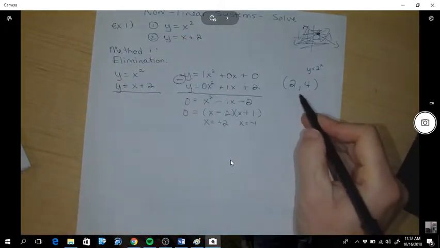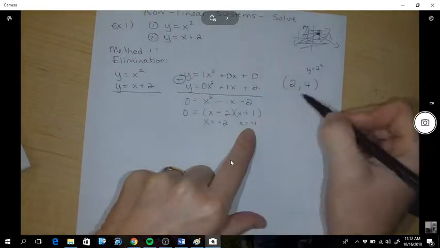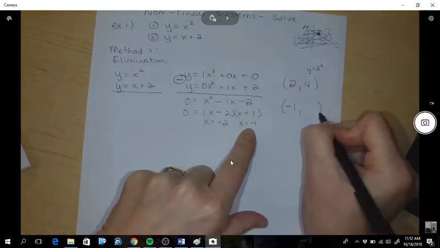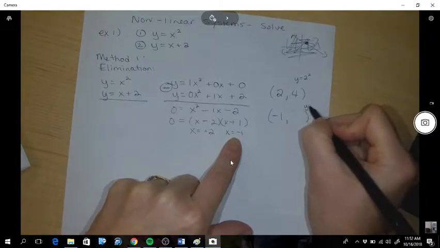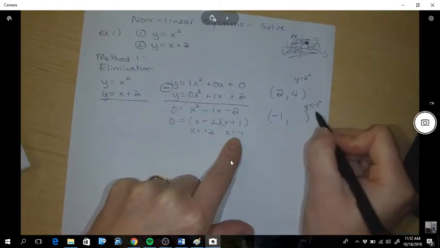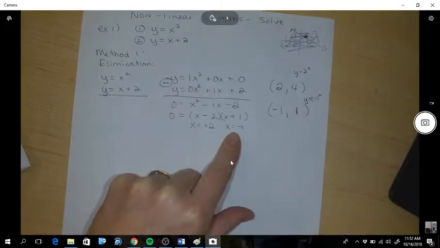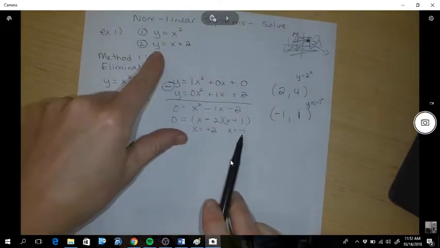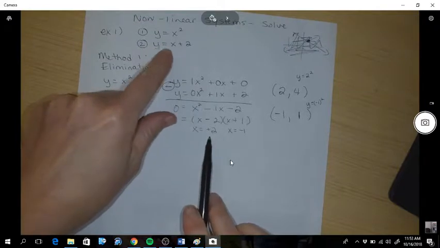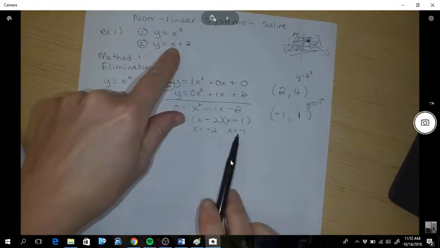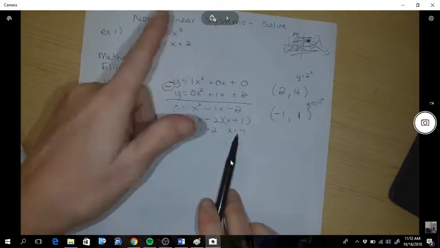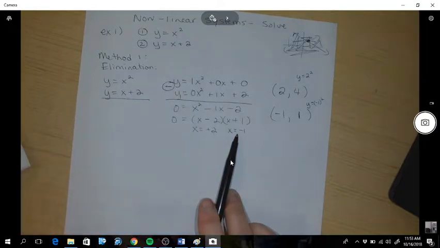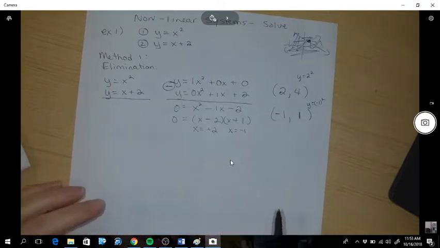Okay, what if x was negative 1? So if x was negative 1, then y equals negative 1 squared, which is positive 1. And these are my two solutions. Okay, so it doesn't matter, you could have plugged it into number 2. You could have gone y equals 2 plus 2, which is 4, or y equals negative 1 plus 2, which is positive 1. Okay, two solutions.